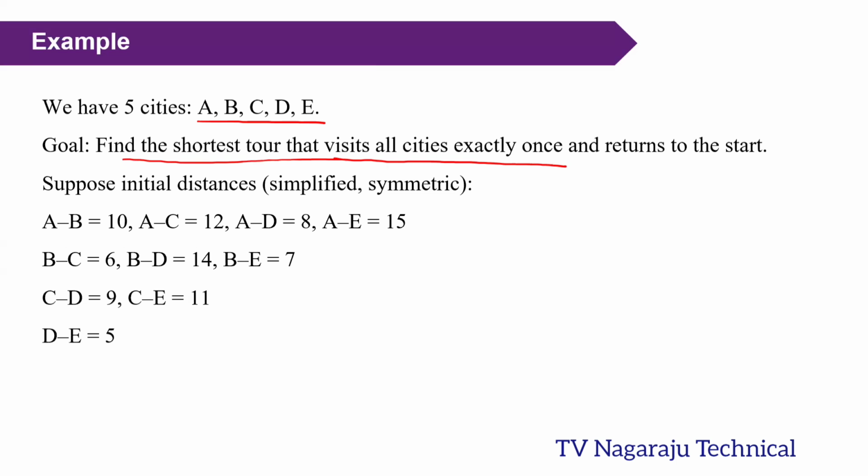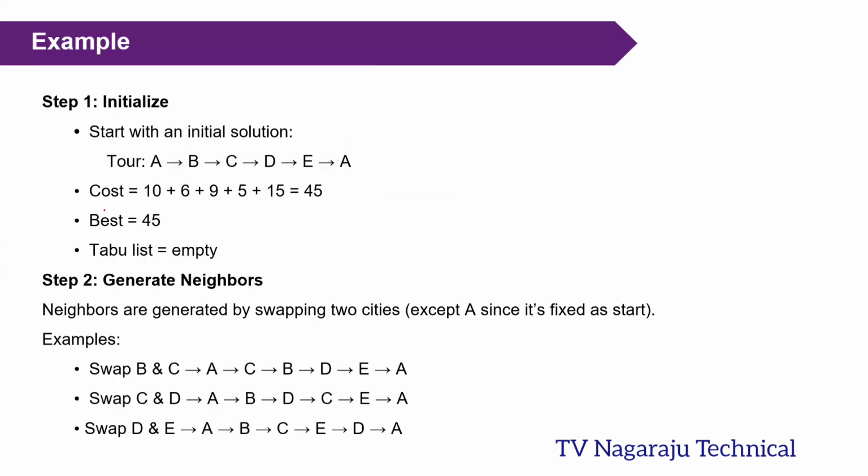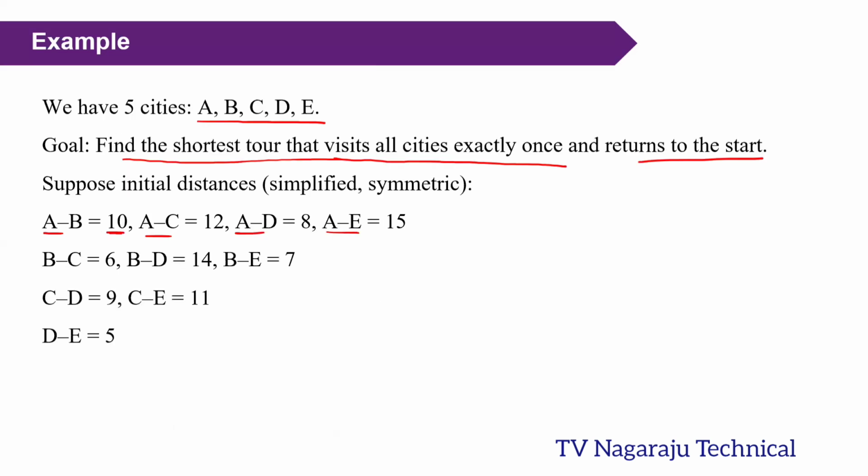You already know, if a city is visited, no need to visit the city again and again, return to the start. Now, A to B, assume 10. These are the distances or cost, whatever it is. So, A to B, A to C, A to D, A to E, like this. Now, starting with, what is step one? Step one is initialization. We are starting with one initial solution. You can take any initial solution. Initially, there is no restriction.